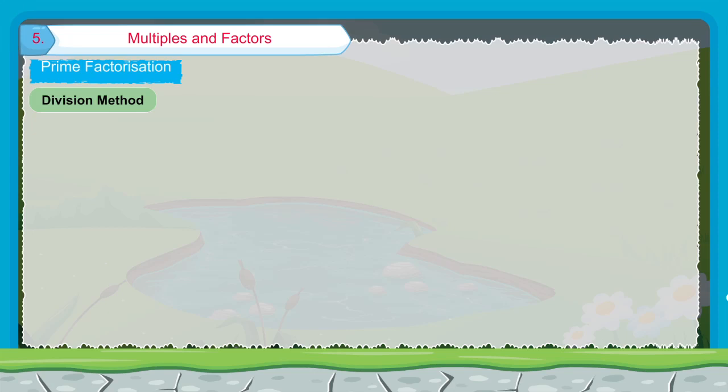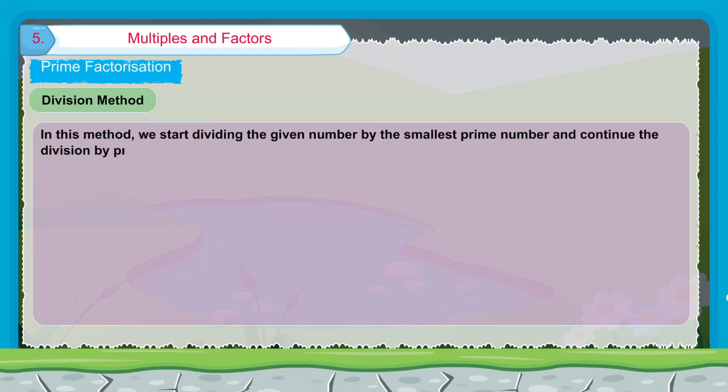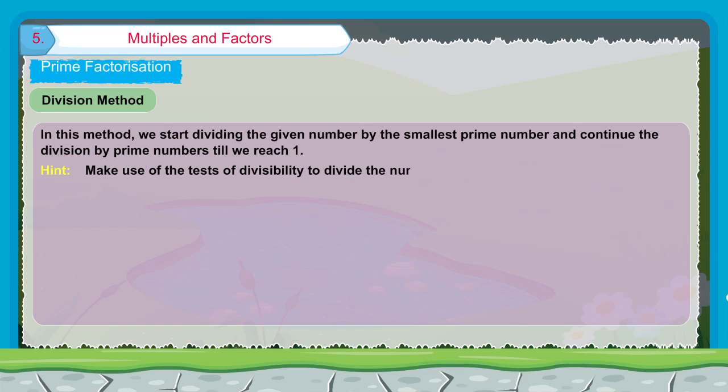Division method. In this method, we start dividing the given number by the smallest prime number and continue the division by prime numbers till we reach 1. Hint: make use of the tests of divisibility to divide the number.